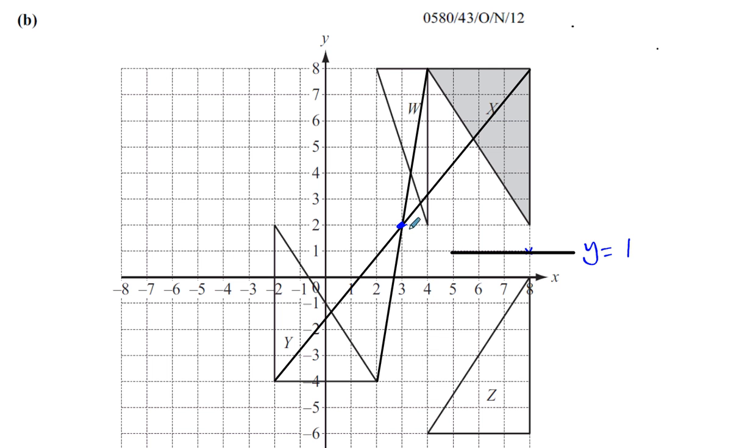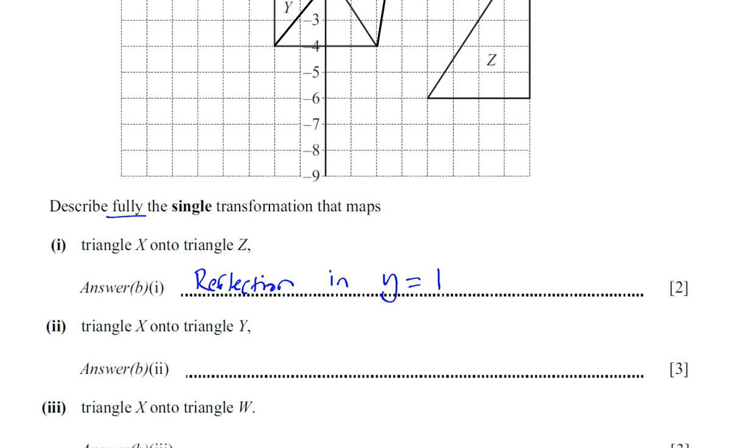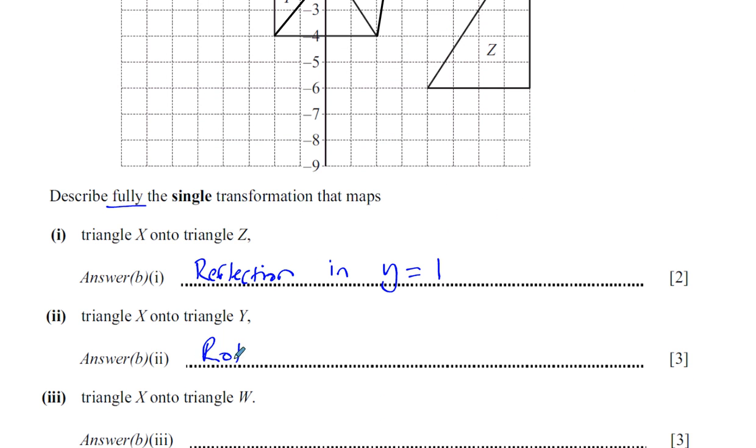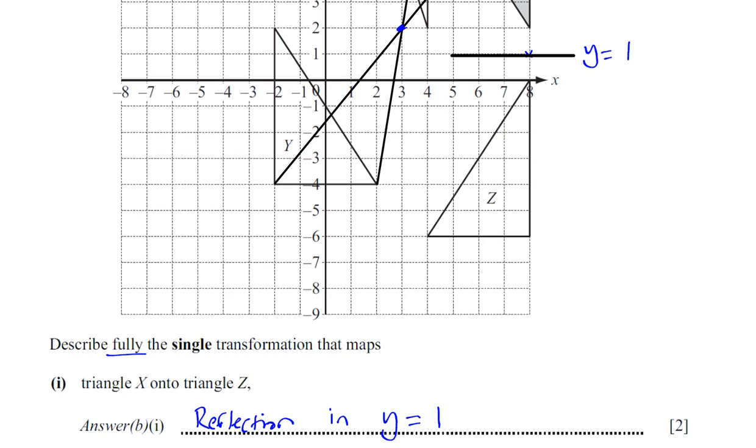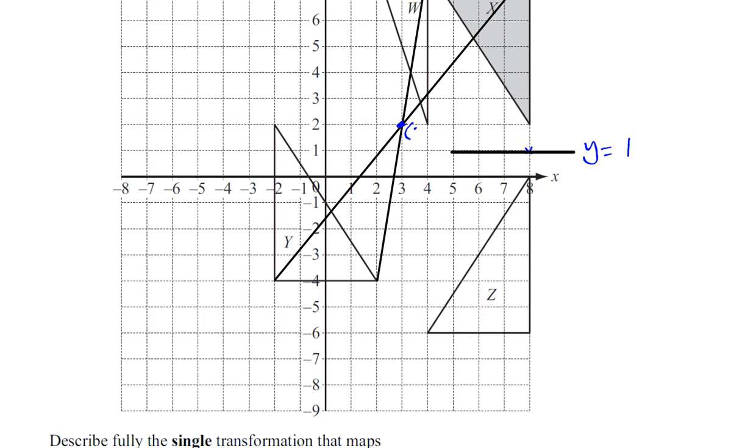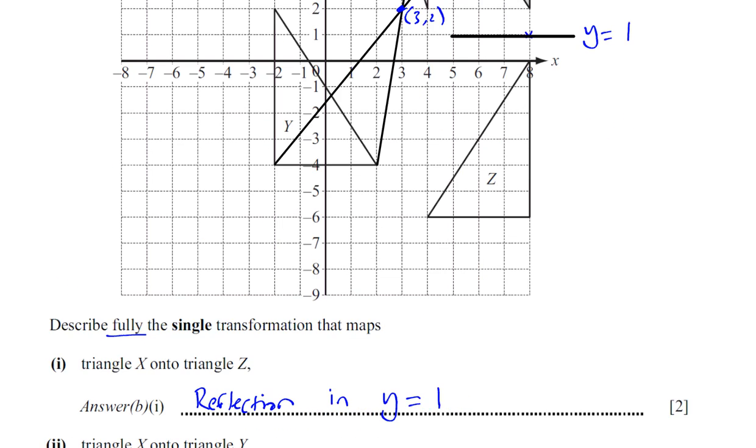So this has been rotated 180 degrees about the center of rotation. You don't have to say clockwise or anti-clockwise, because it's 180 degrees, and whether you go clockwise or anti-clockwise, it will give you the same answer. So I can write here that this is a rotation, 180 degrees, and the center of rotation is this point here, which is (3, 2).